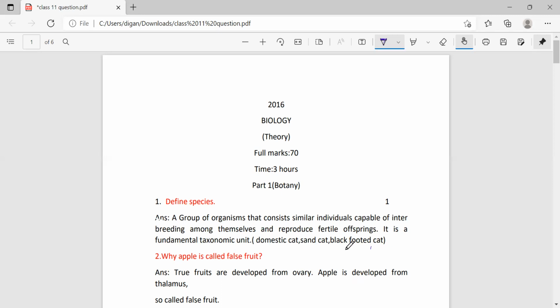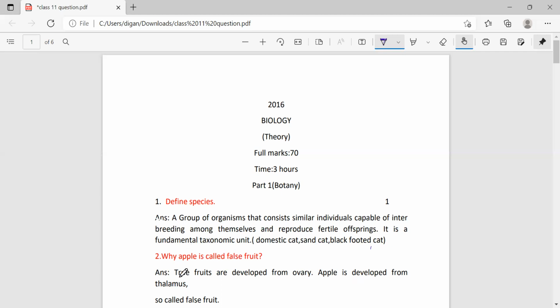Now come to the second question, that is why apple is called a false fruit. This question is from the plant classification chapter. In the angiosperm, in the double fertilization part, this sentence is there.